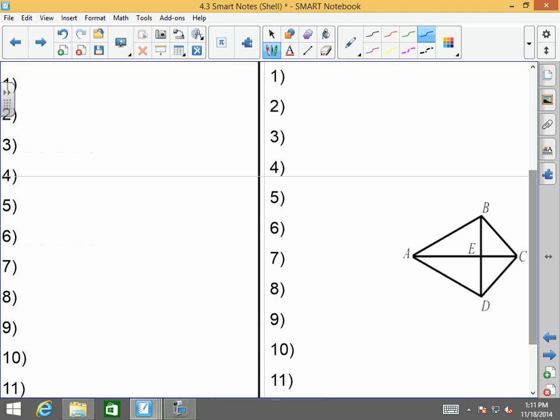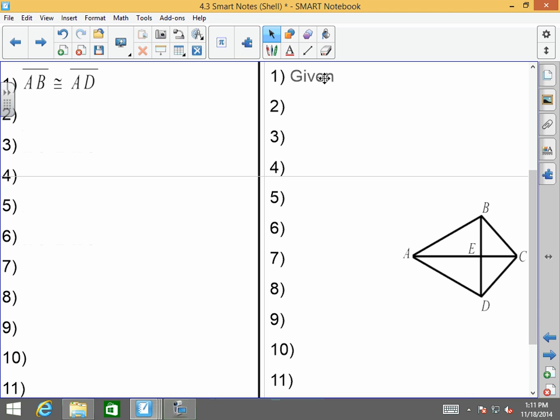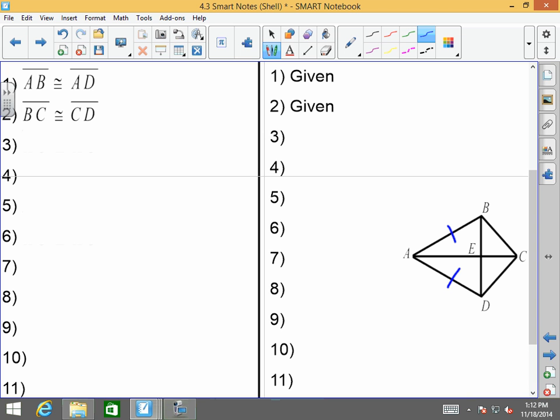All right, number one. Sorry about that. Number one, AB is congruent to AD. So let's label it. 2, BC is congruent to CD, given. So BC is congruent to CD, okay?